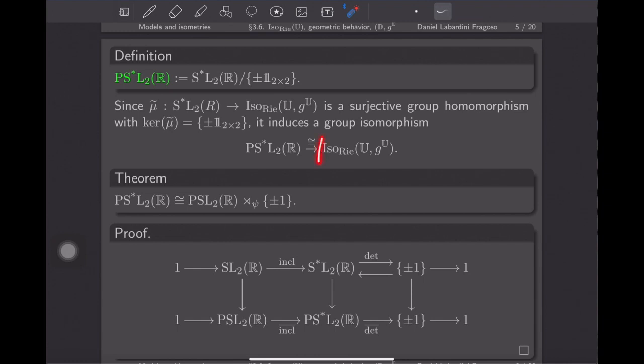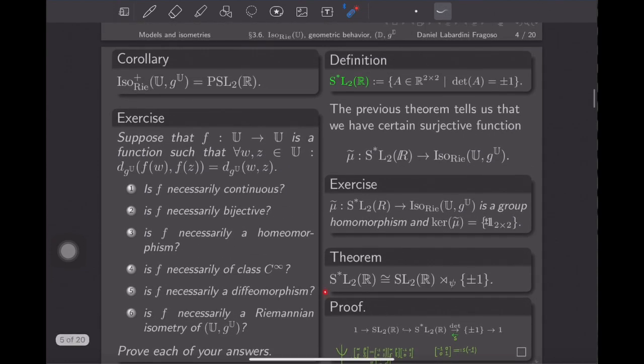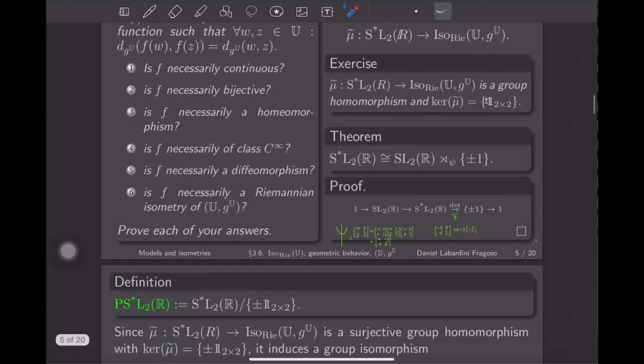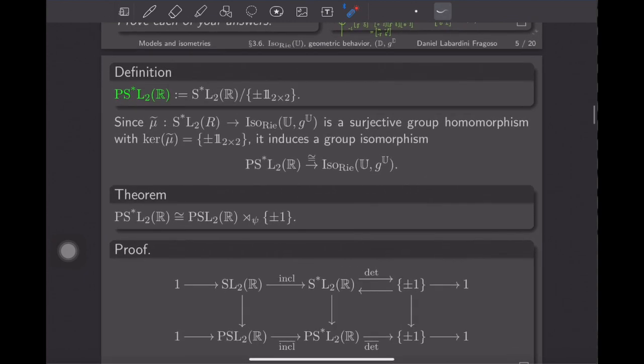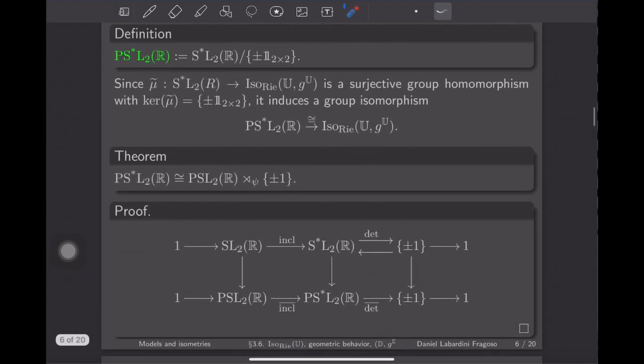Now I want to describe this one in terms of PSL2R, in a way similar to this theorem. And that's the next theorem, that PS*L2R is a non-trivial semi-direct product given by some action of the group of two elements on PSL2R by group automorphisms. Or equivalently, that there is a short exact sequence that splits on the right.